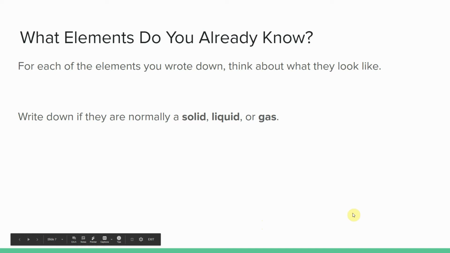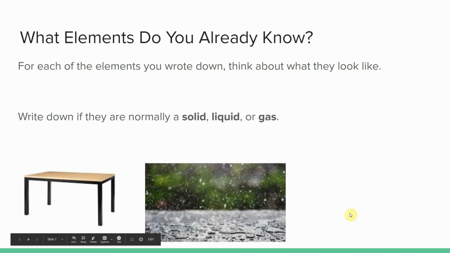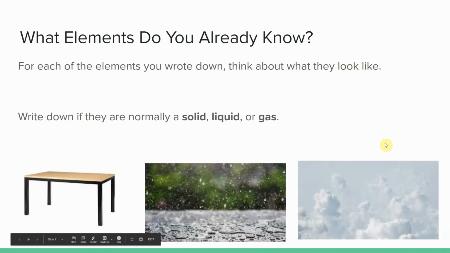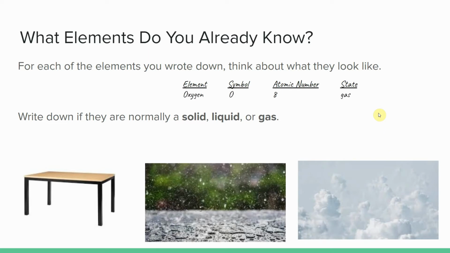Now, for each one of those elements you wrote down, I want you to think about what they look like. In other words, what is their state, we say in chemistry? Were they a solid, like a table, a liquid, like rain, or were they gas, like air? Now, when you fill out your table, I want your table to look kind of like this. So you're adding an extra column over here, which I want you to write the word state, because when we say what is the state of that element, we mean is it a solid, liquid, or gas?